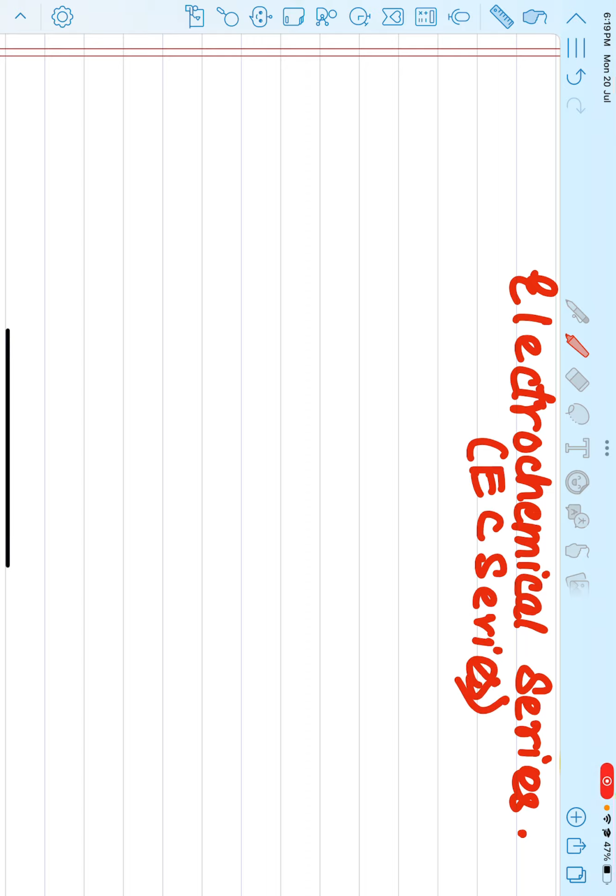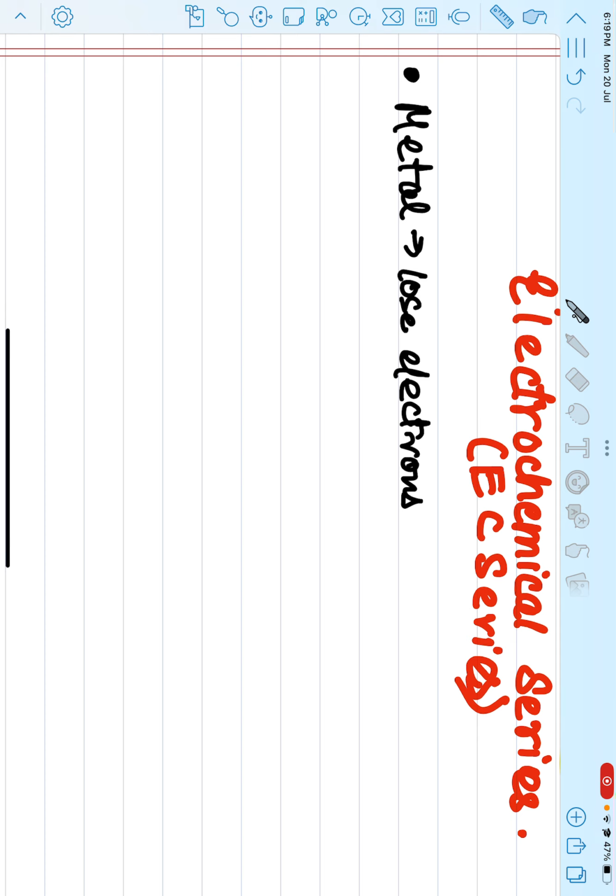Okay, so the electrochemical series. We all know that metals have a tendency to lose electrons. The metals which have a very high tendency to lose electrons are termed more reactive metals. They are very reactive metals, right? And they are placed at the top of the electrochemical series, the reactivity series.